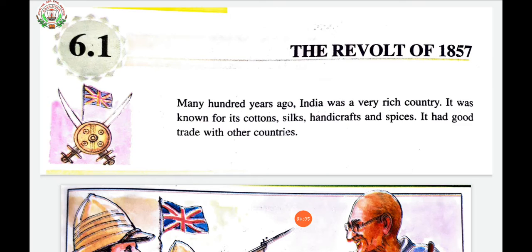Many hundred years ago, India was a very rich country. It was known for its cotton, silk, handicraft, and spices. It had good trade with other countries.